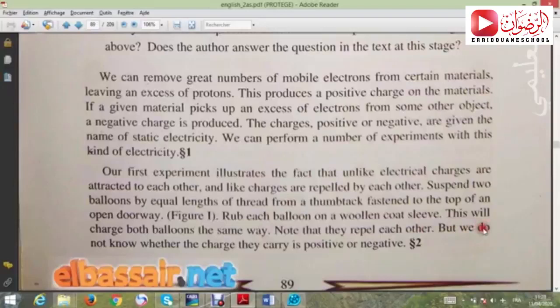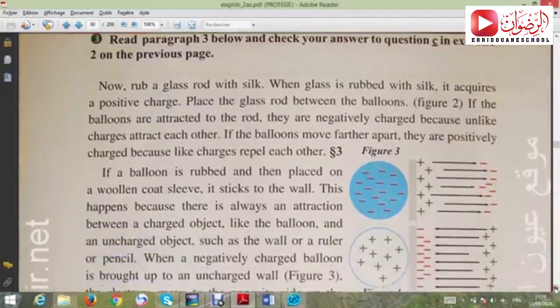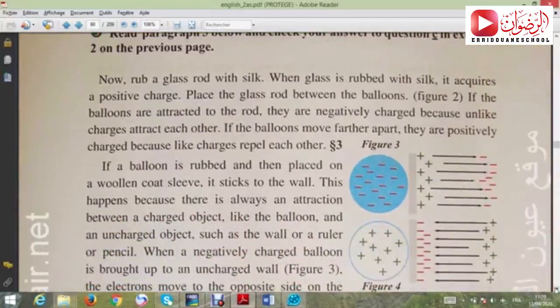But we do not know whether the charge they carry is positive or negative. This is very important. If we rub the balloon on a woolen coat sleeve, of course they take either a negative charge or a positive charge. We don't know. How can we know? Alright, let's carry on with the second paragraph. Now rub a glass rod, a stick of glass, with silk.